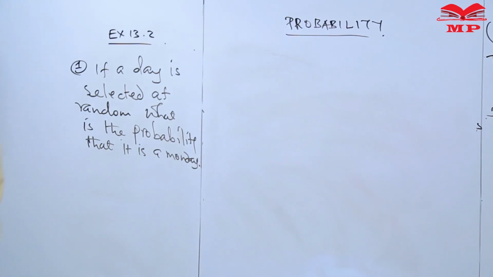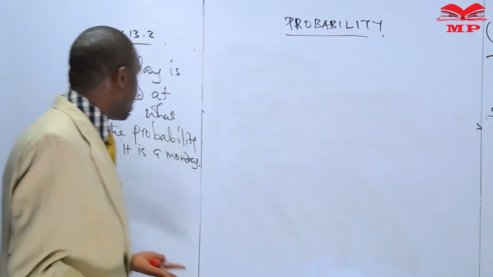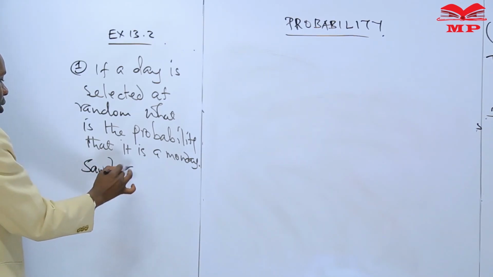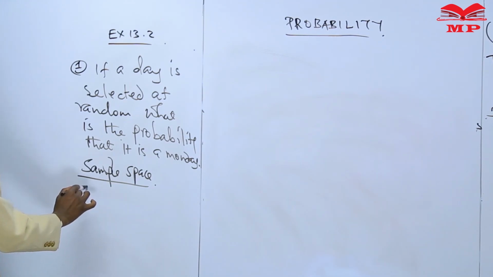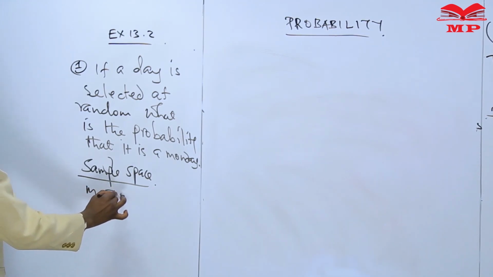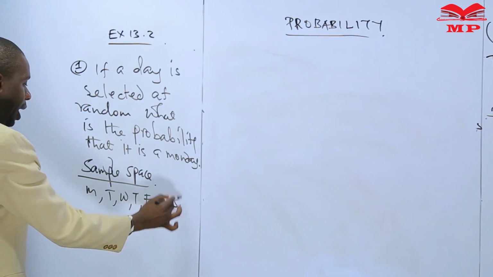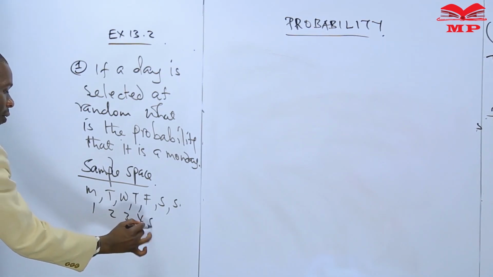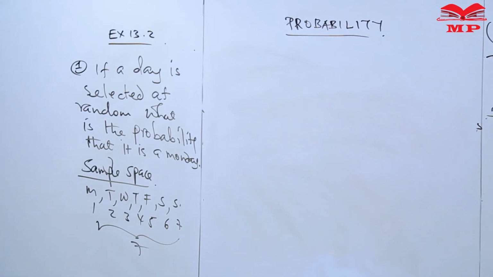So the first important thing is to know how many outcomes are in our sample space. If a day is picked at random, our sample space would include Monday, Tuesday, Wednesday, Thursday, Friday, Saturday, and Sunday. When we count this, we find 1, 2, 3, 4, 5, 6, 7. So our sample space has 7 items.